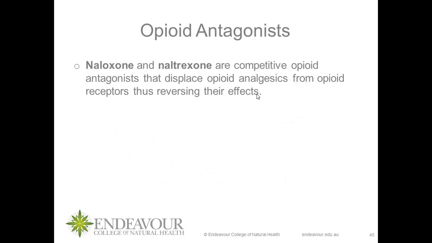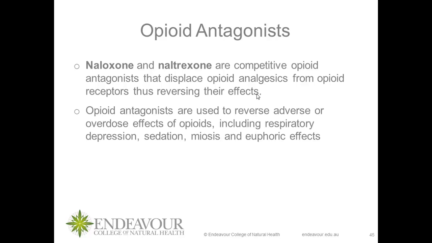Our opioid antagonists are naloxone and naltrexone. They are competitive antagonists because they compete for the drug at the opioid receptor, and they'll displace the drug, our opioid analgesic, from that opioid receptor. And this is how they reverse their effects. Opioid antagonists, therefore, as we said, we'll think of them more as treating the withdrawal or a detoxification from an opiate, usually like morphine.